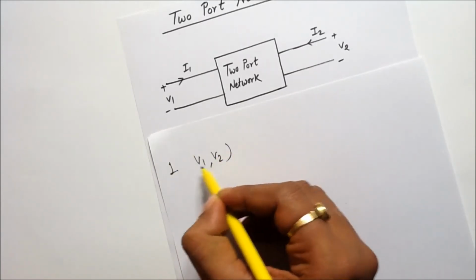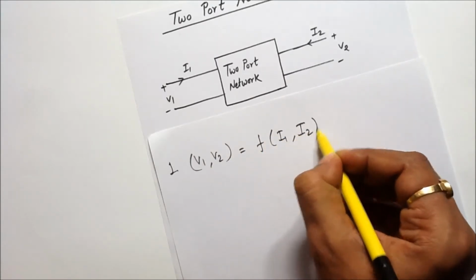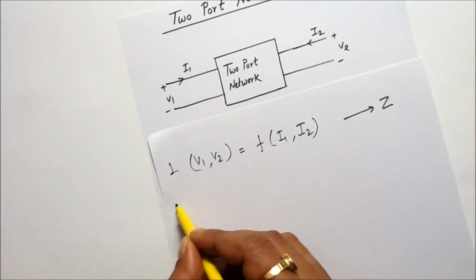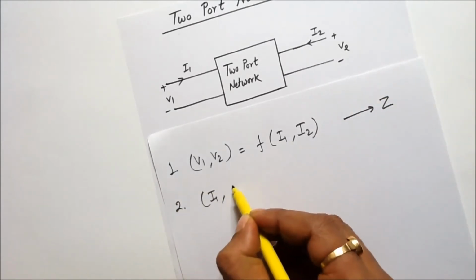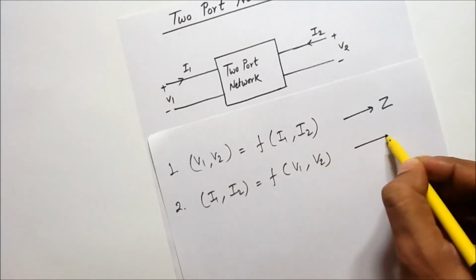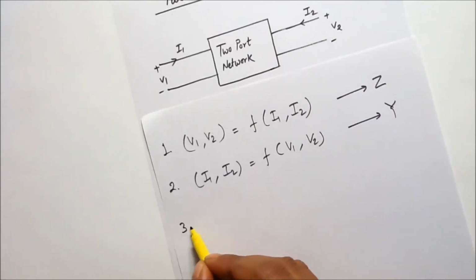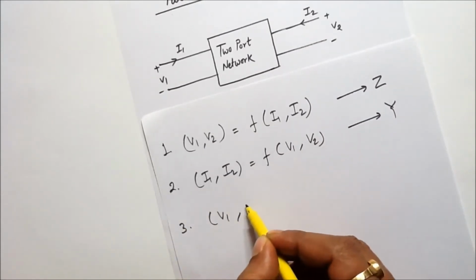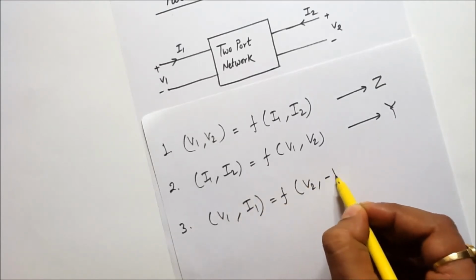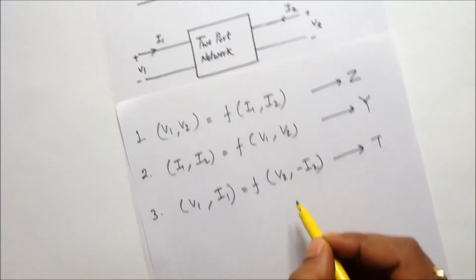V1, V2 is the function of I1, I2. This is related with the Z parameter. I1, I2 is the function of V1, V2. This is related with the Y parameter. V1, I1 is the function of V2 minus I2. This is related with the T parameters.